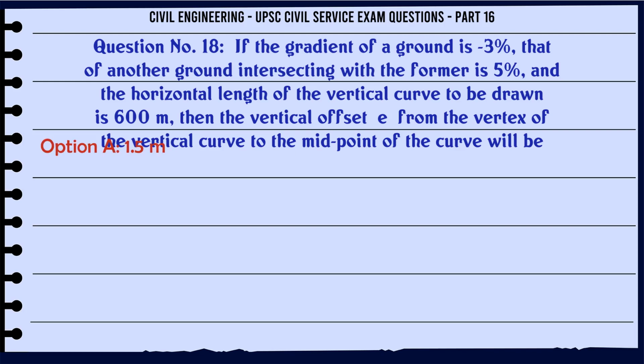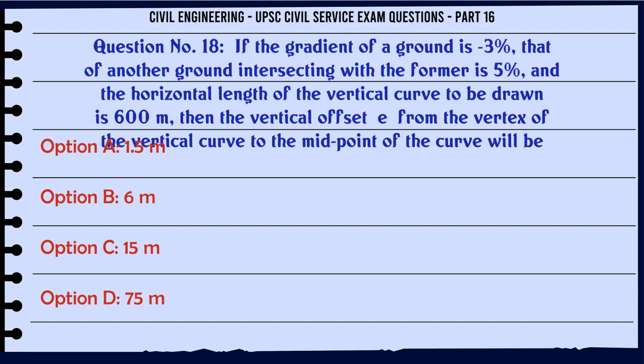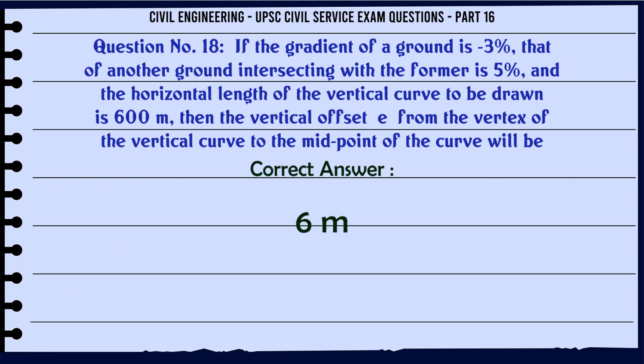If the gradient of a ground is 3, that of another ground intersecting with the former is 5, and the horizontal length of the vertical curve to be drawn is 600 m, then the vertical offset E from the vertex of the vertical curve to the midpoint of the curve will be A 1.5 m, B 6 m, C 15 m, D 75 m. The correct answer is 6 m.